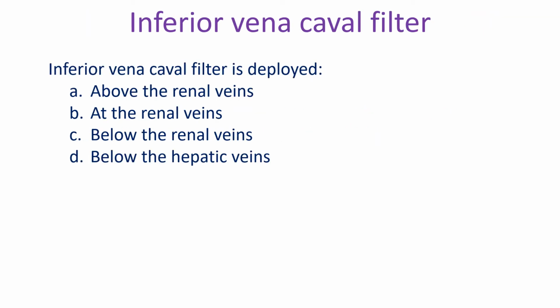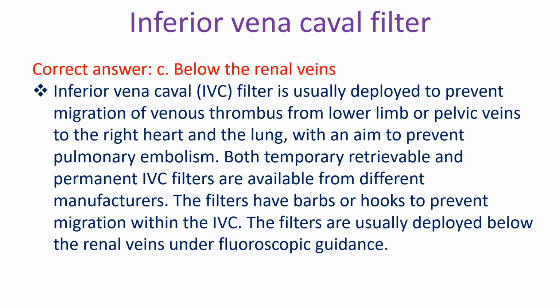Inferior vena caval filter is deployed A. above the renal veins, B. at the renal veins, C. below the renal veins, D. below the hepatic veins. Correct answer C. below the renal veins. Inferior vena caval filter is usually deployed to prevent migration of venous thrombus from lower limb or pelvic veins to the right heart and the lung with an aim to prevent pulmonary embolism.